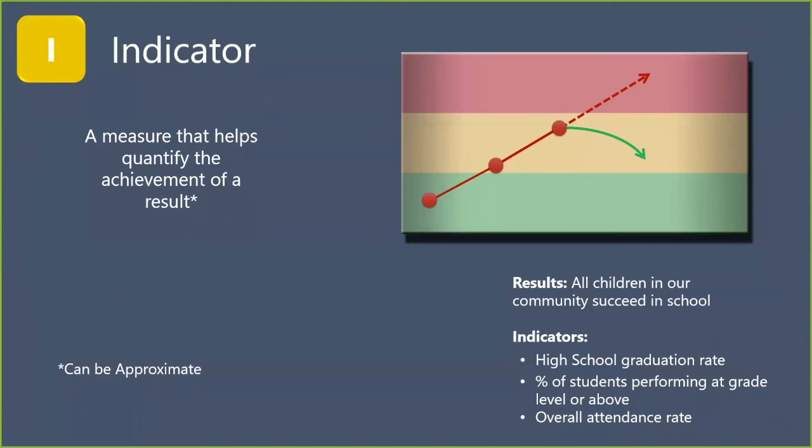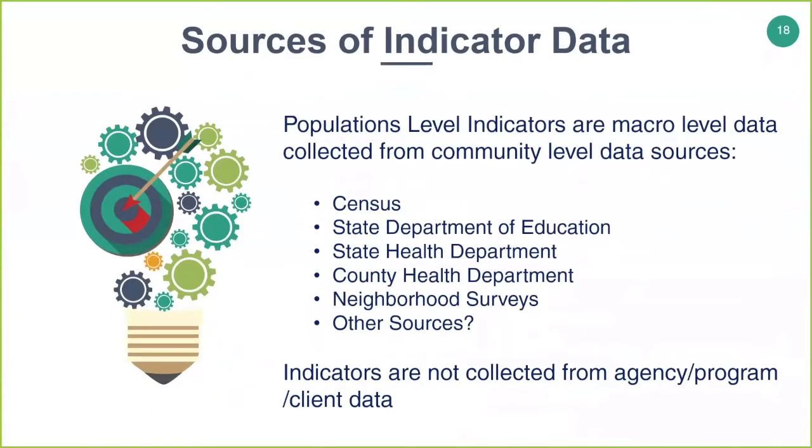So high school graduation rate, percent of children performing at grade level, overall attendance rate for a school. So it is an indicator, but indicator data is collected at community level data sources. So the census, the State Department of Education, the State Health Department, neighborhood surveys, whatever that may be. Indicator data is not collected from agency program data. It's not rolling up program data to create indicator data. You need to get indicator data from community level sources.